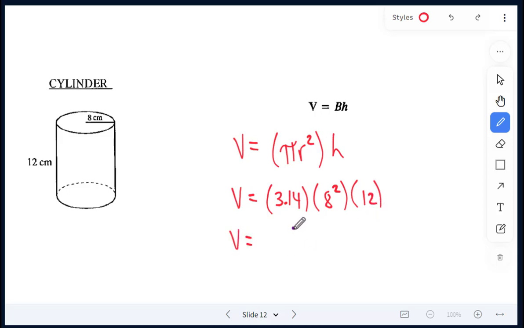All right, so remember to multiply 8 squared, which is 8 times 8. All right, so multiply that all out. 3.14 times 8 times 8 times 12 gives me 2,411.52 centimeters cubed.